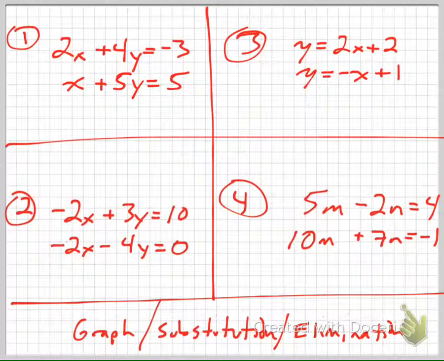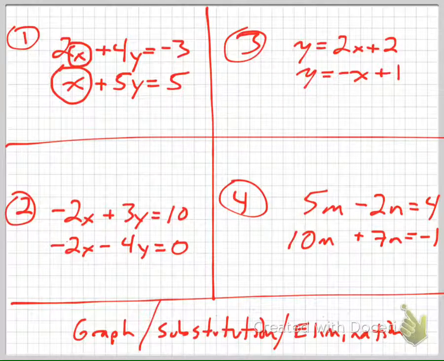Number 1, what method do you think that they were trying to get you to do here? What method? Substitution. Why substitution? Because there's a single lone variable out here. And so you would subtract 5y from both sides and then plug that x, whatever x is equal to, into that, and you've got it. And then that would get you what y is equal to, and then you plug it into the other one. You remember how to do that.